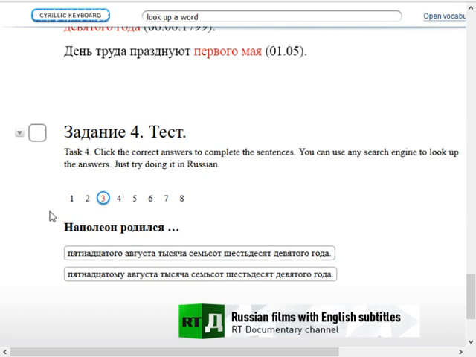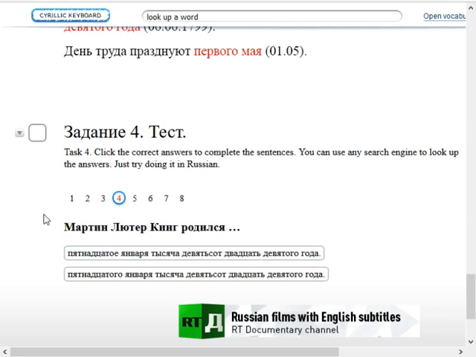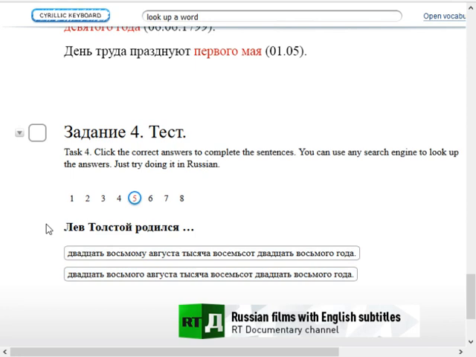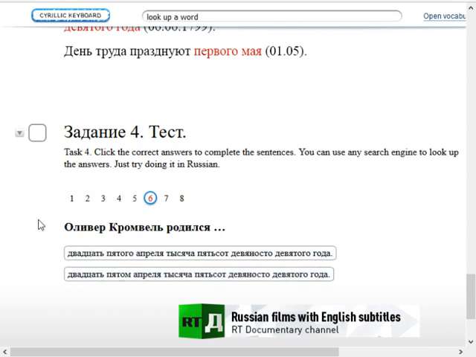Napoleon родился. So Napoleon was born in this year. Martin Luther King obviously was born when? The correct form is this one here. Leo Tolstoy. In English they call him Leo, even though in Russian they call him Lev. Lev Tolstoy родился. So Leo Tolstoy, author, of course, of War and Peace and Anna Karenina, was born when? In this year. Oliver Cromwell. Okay, Oliver Cromwell was born in this year.